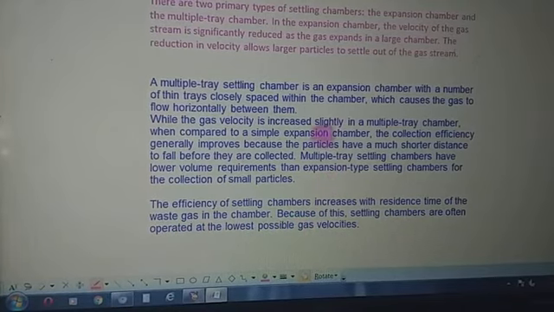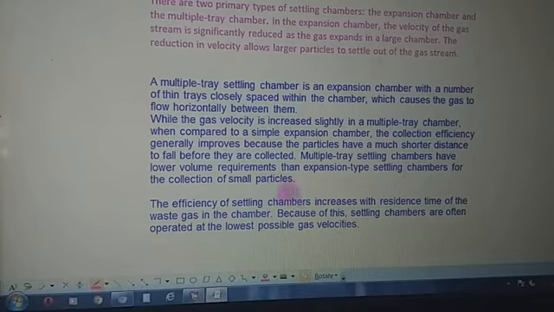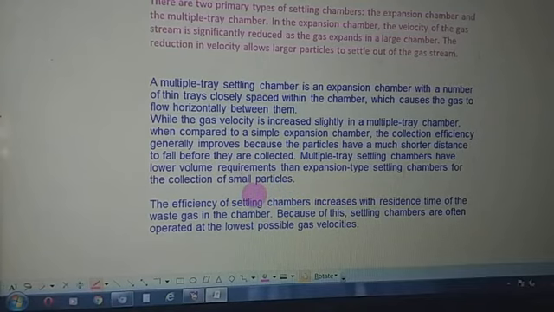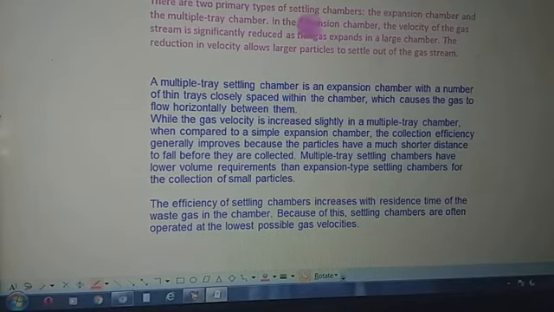So this was about this gravity settling chamber. It simply utilizes the gravitational effect to settle down these particulates in the air stream or gas stream that is emitted by the industries or factories.